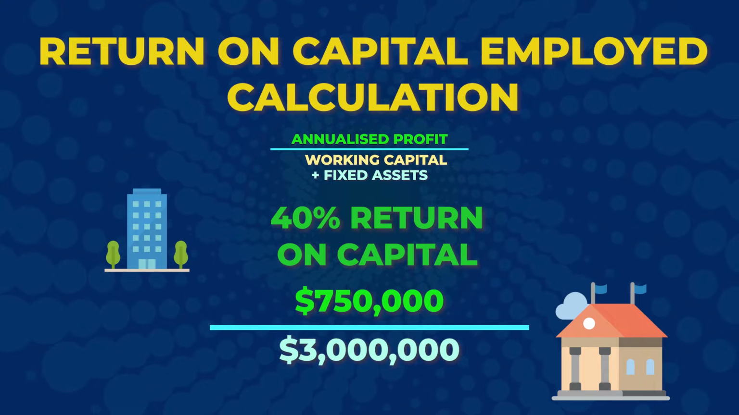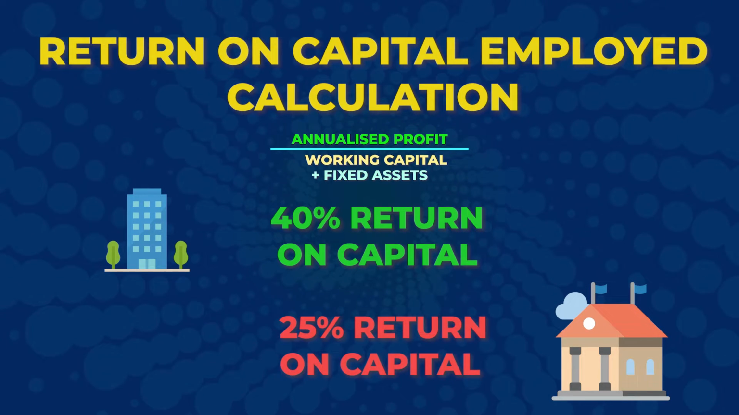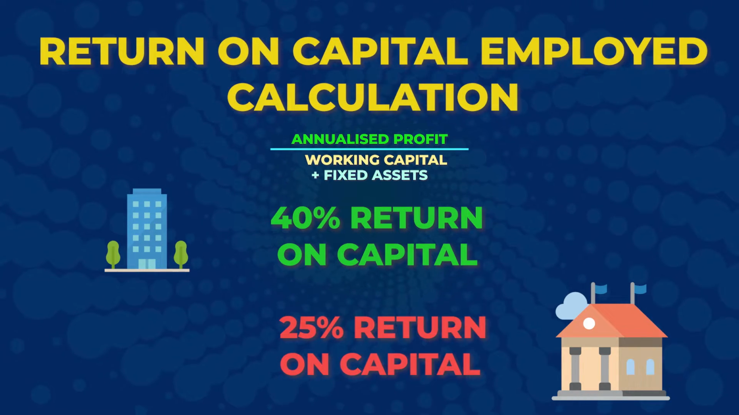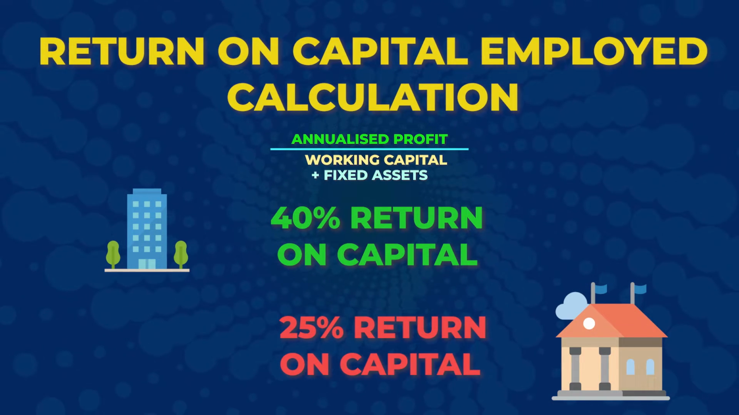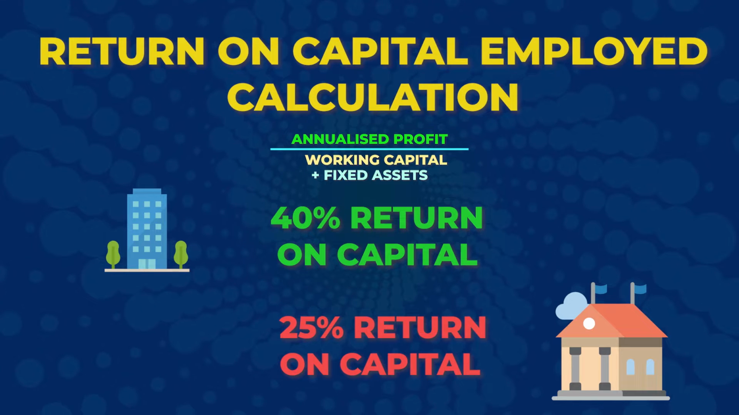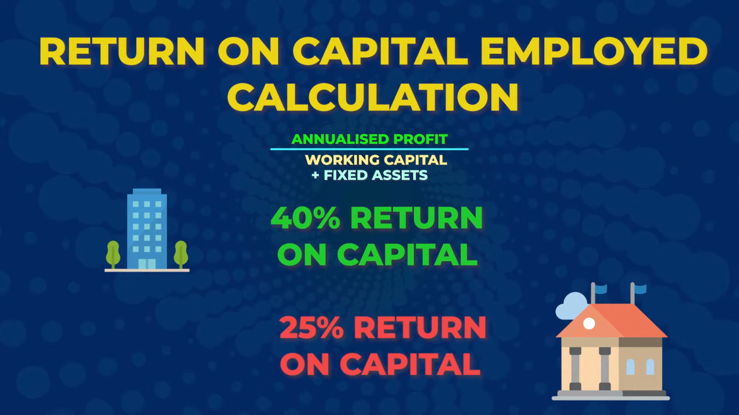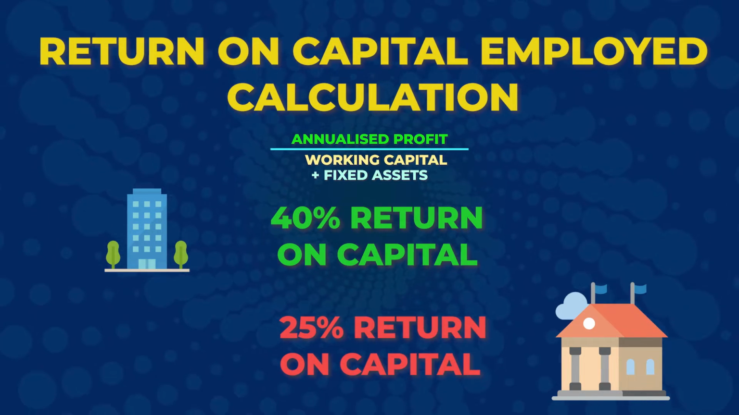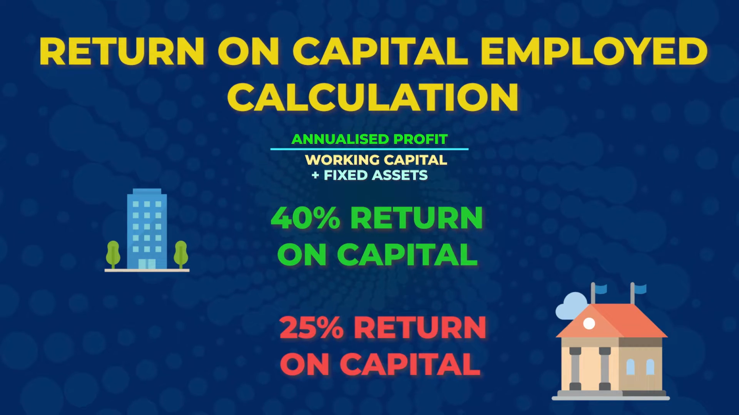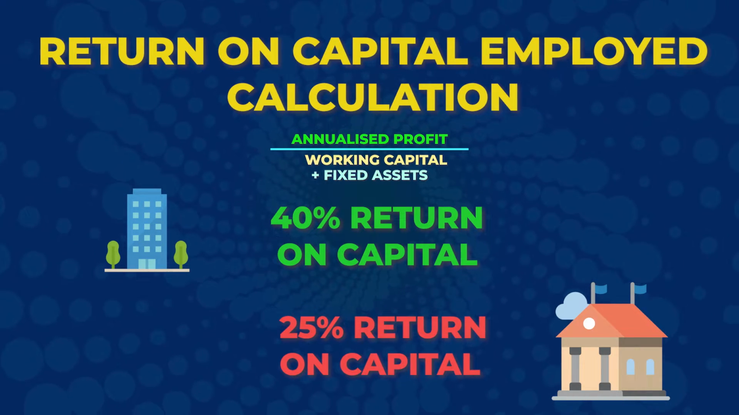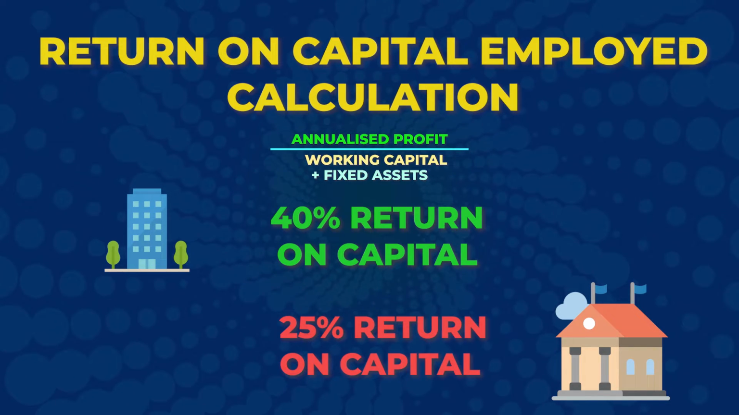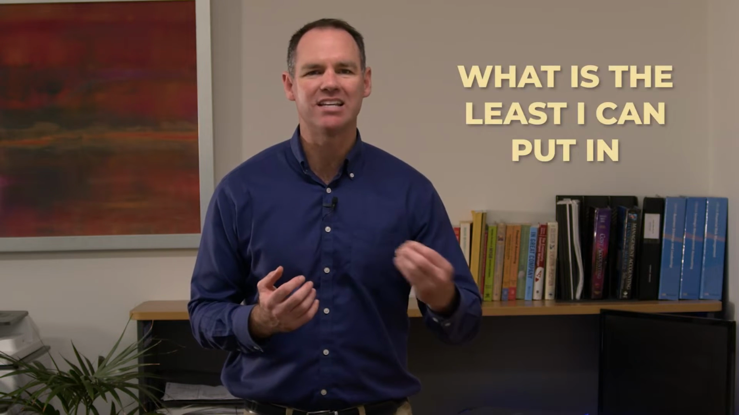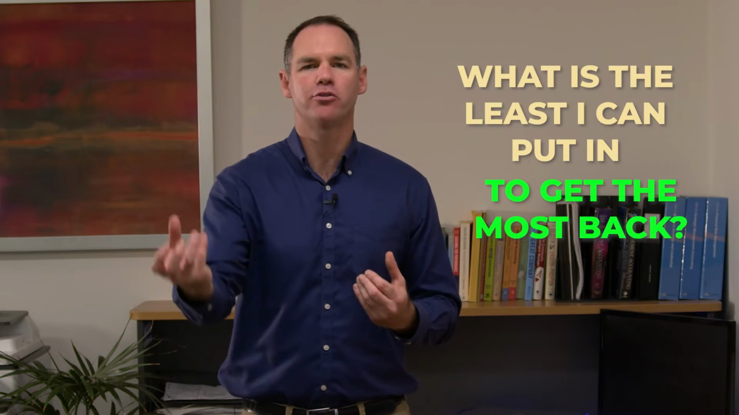Whereas business B only has a 25% return on capital because to generate the $750,000 worth of profit, it has to have $3 million worth of funds invested into working capital and fixed assets. Business A is the better business because it requires less resources to be invested in it to generate the return. What return on capital is telling us? What's the least I can put in to get the most back?